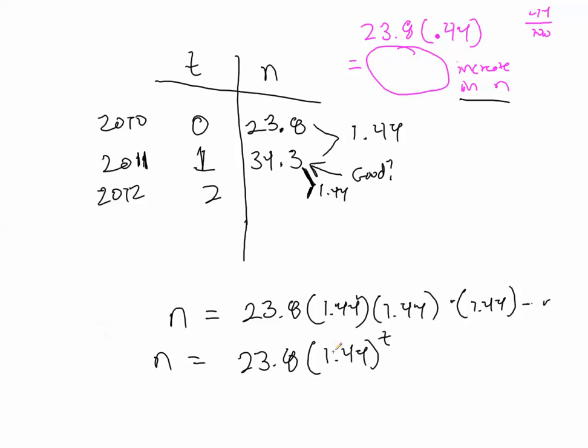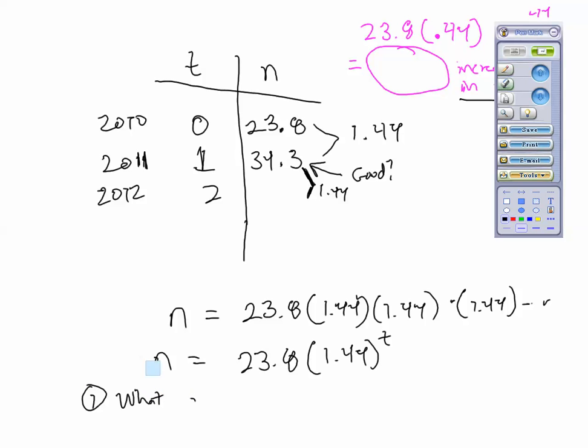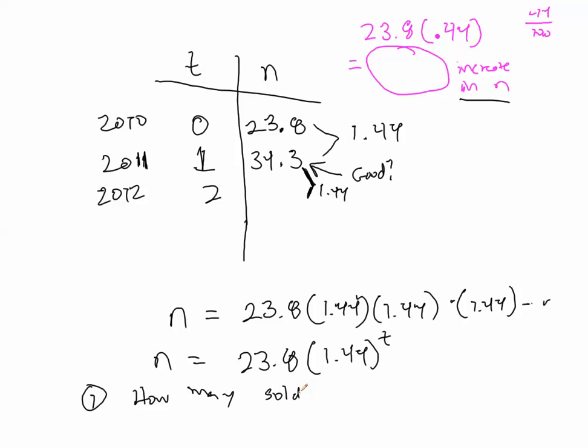Now we could certainly answer questions about it. What kinds of questions could we ask? We could say, how many phones are sold in a given year? How many sold in 2015? Well, we can make an estimate. 2010 is 0, 2015 would be 5. So now I can say 23.8 multiplied by 1.44 five times, and that will give me the number of Nokia smartphones. What else could we ask?